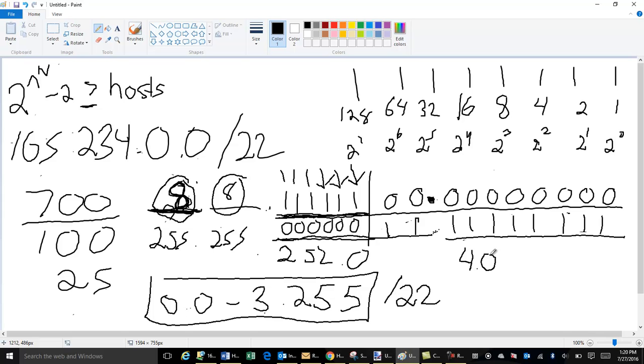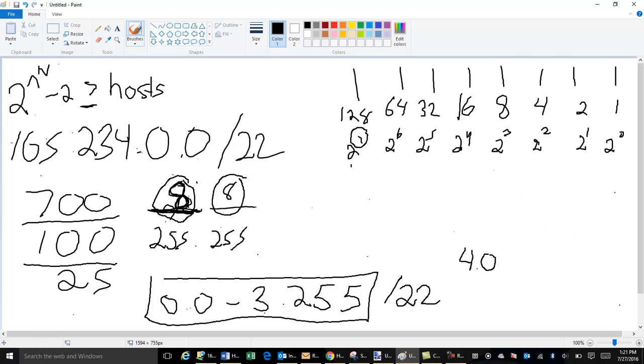Okay? So my next highest host requirement is for 100. So 2 to what power minus 2 is going to be greater than or equal to my host requirement of 100. For that I could choose 2 to the 7th. 2 to the 7th is 128, minus the 2 is 126. That is greater than or equal to my host requirement of 100. So I would do 2 to the 7th. I'd put my 7 zeros on the right hand side. Let me erase a couple things here, get some room. Okay, so we have 2 to the 7th for my 100 host requirement.